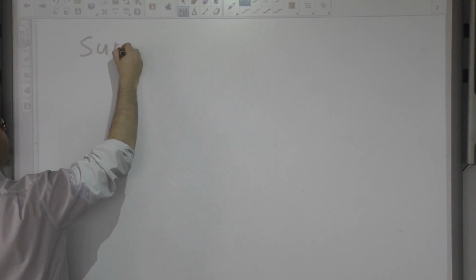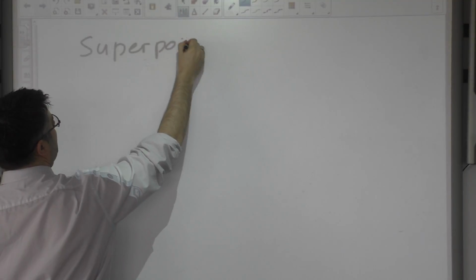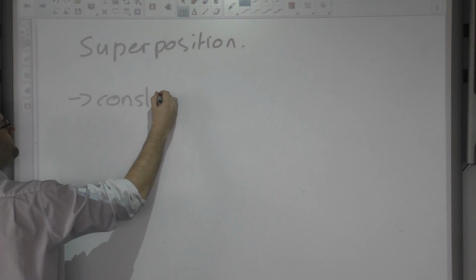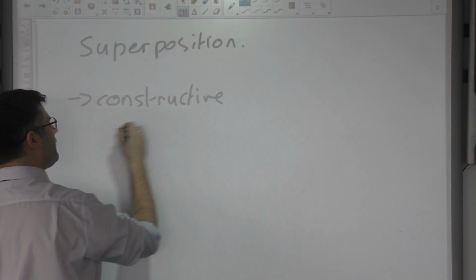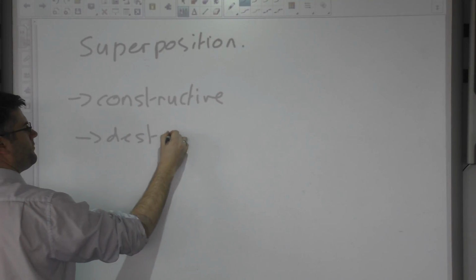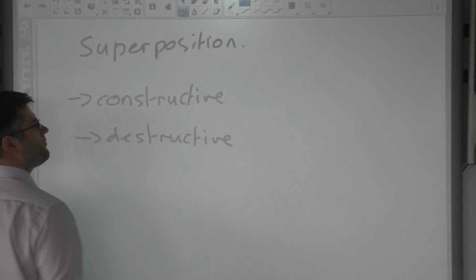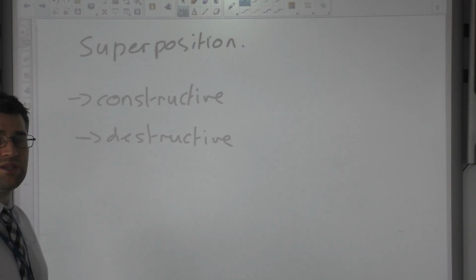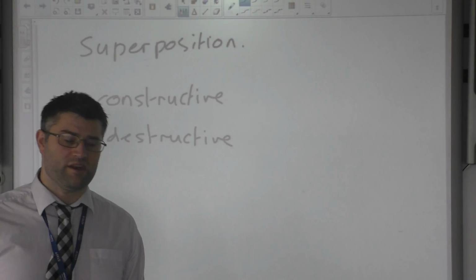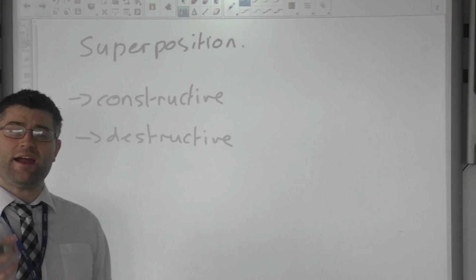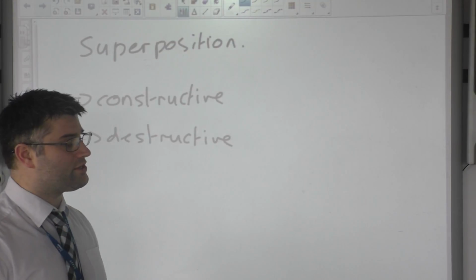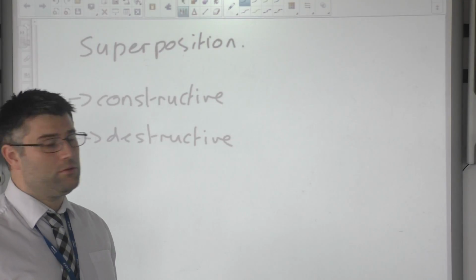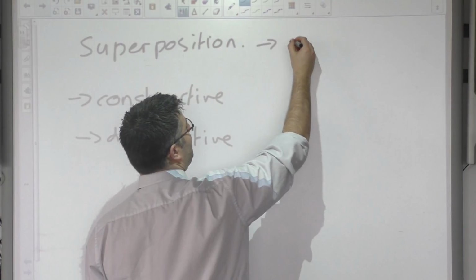So there's two types of superposition that can occur. That's constructive and destructive. So constructive and destructive. Now, those two types are dependent on the orientations of the wave at the point in which they're interacting. Now, that interaction occurs through the process of what I like to call vector addition of the displacements of the oscillations.